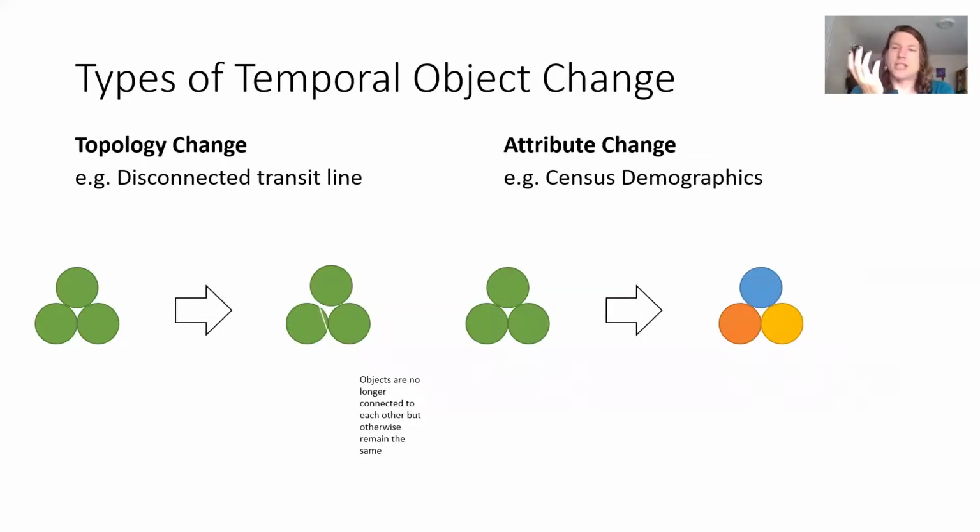You can have topology change. Topology just deals with the connectivity of things. For instance, a transit line might get disconnected. Even though the rail line is still there, it's not connected to the rest of the transit system anymore. An example would be the light rail line that was constructed during the Olympics. It runs along False Creek Flats. It's no longer active. The rails are still there, but it's not connected. Attribute change might be changing census demographics, for instance.